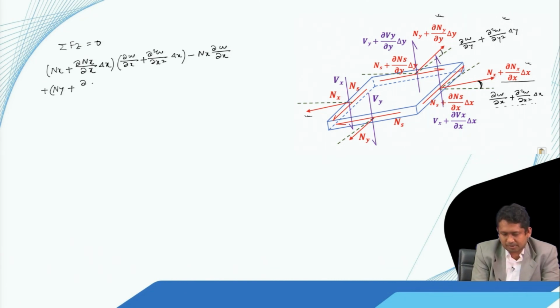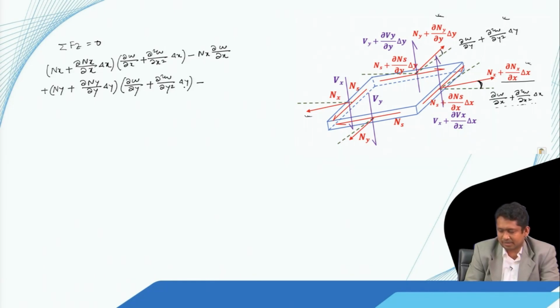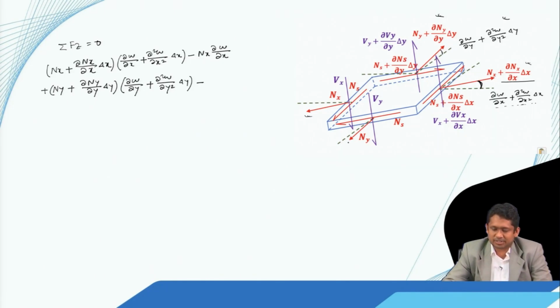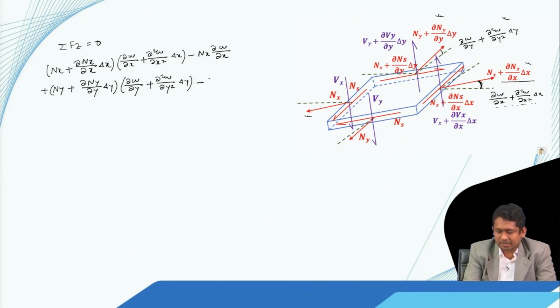Plus del Ny by del y multiplied by delta y into del w by del y plus del 2w by del y2 into delta y, and then this Ny force is tilted towards the negative z direction, and the corresponding angle is del w by del y.